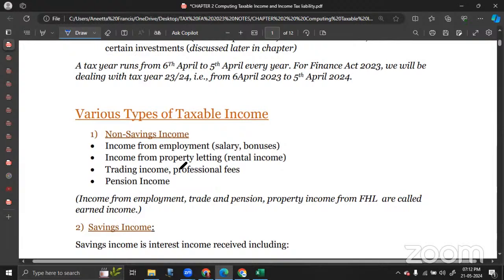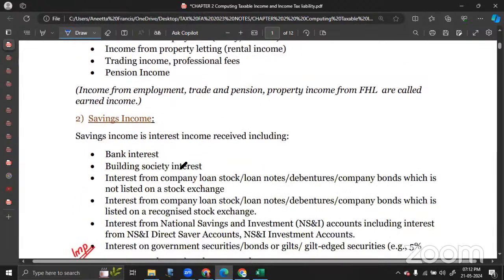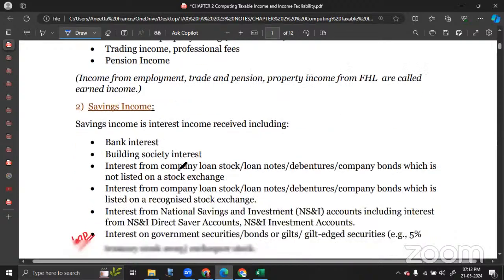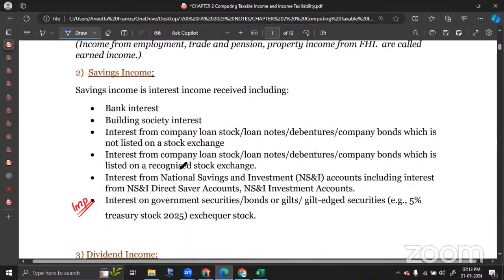So taxable income includes non-savings income, savings income, and dividend income. Non-savings income is income from employment, property letting, trading, professional fees, and pension income. Savings income is always important, so learn the list of savings income.